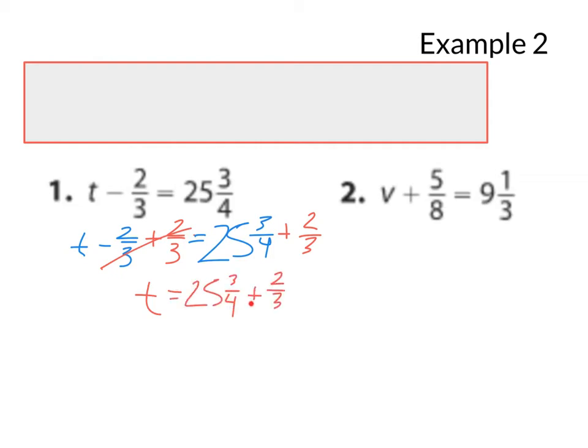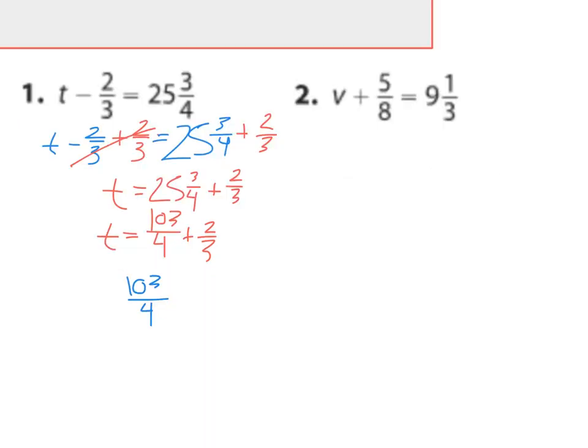25 3/4 plus 2/3. I can't add these together right now. They don't have the same denominator, but I know that I want to make this into an improper fraction first, so it's easier to add. T equals 4 times 25, oh that's 100, plus 3, 103 fourths, plus 2/3. They don't have the same denominator, and I'm asking myself, what's a number that both 4 and 3 can multiply to? Oh, 12.